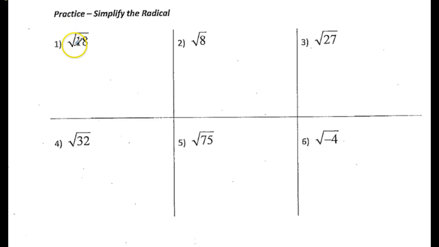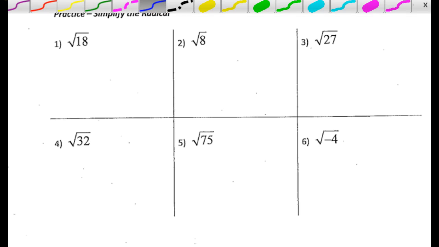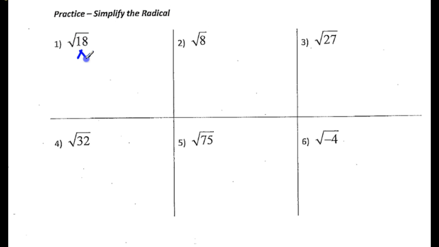Number 1, we have the square root of 18. That will not be a perfect square, so we're going to break this down. Once again, there's a couple ways you can do this. I'm going to go 2 times 9, because I want to get small numbers. 2, that's done. That's a dead end. And then 9 can be 3 times 3.